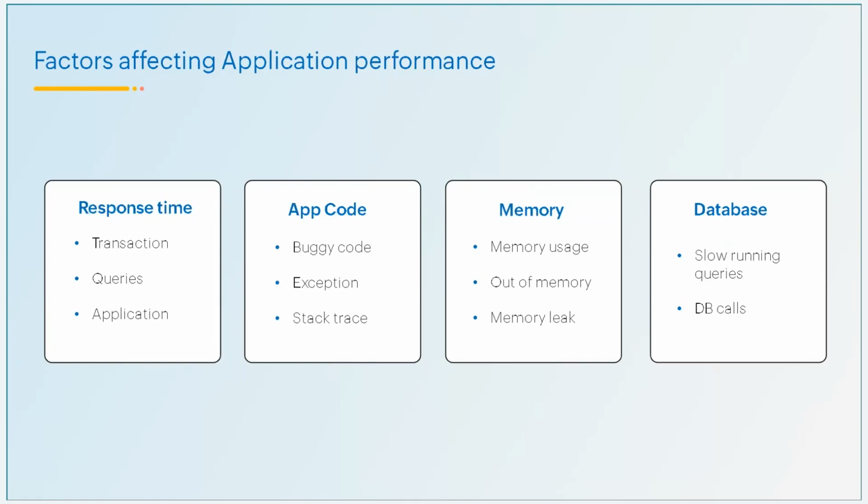Hence, monitoring and optimizing these factors are essential for maintaining good application performance. Various monitoring solutions can help you to identify and also address performance issues in each of these areas. Also, regular performance testing and tuning are very essential for ensuring the application runs smoothly.